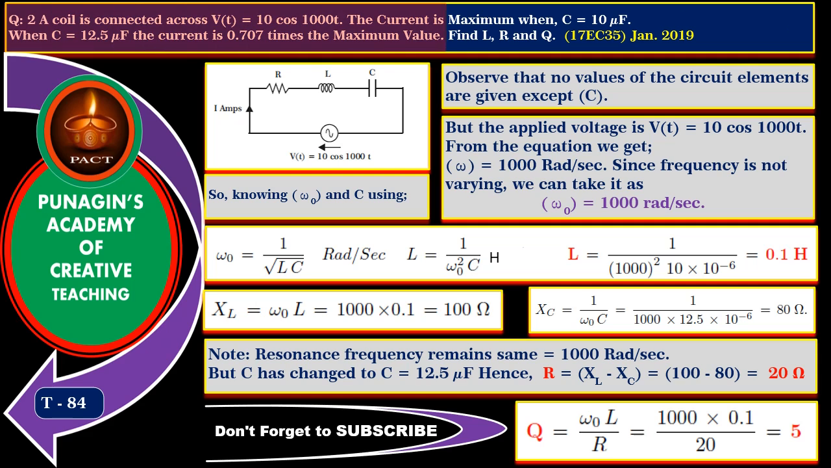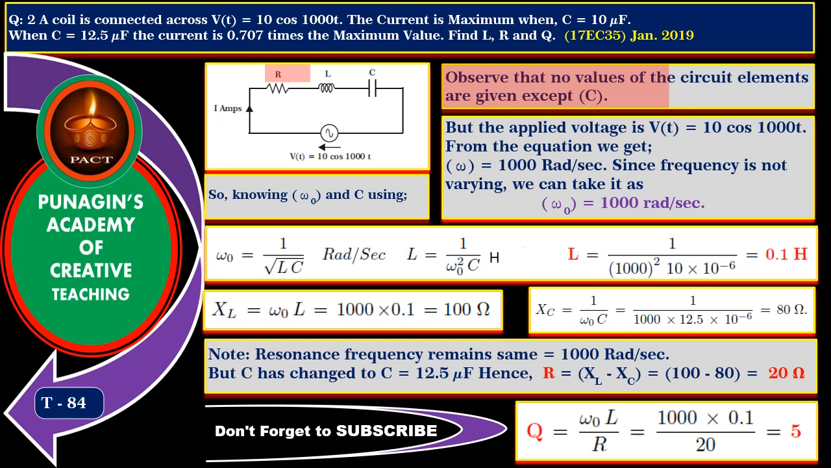Friends, next we shall solve question 2. It is given that a coil is connected across v of t is equal to 10 cos 1000 t. The current is maximum when C is equal to 10 microfarads. When C is equal to 12.5 microfarads, the current is 0.707 times the maximum value. We are required to find the values of L, R and Q.